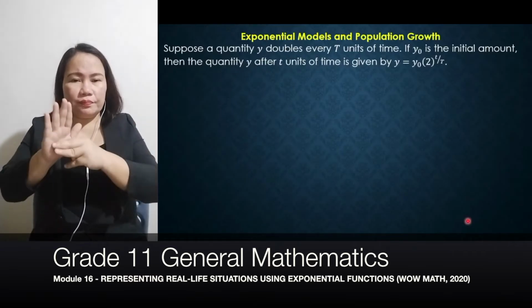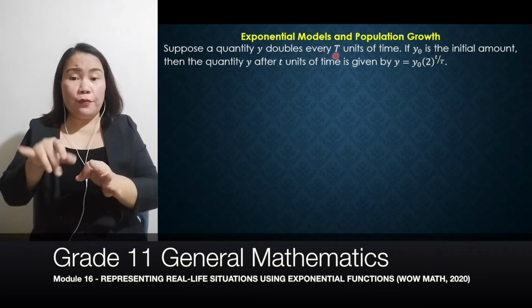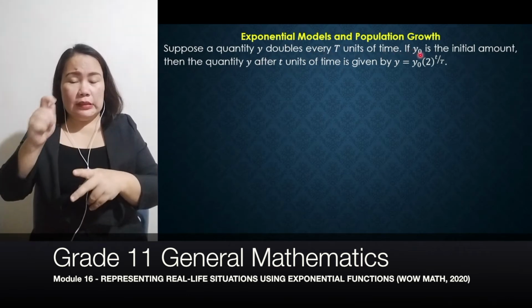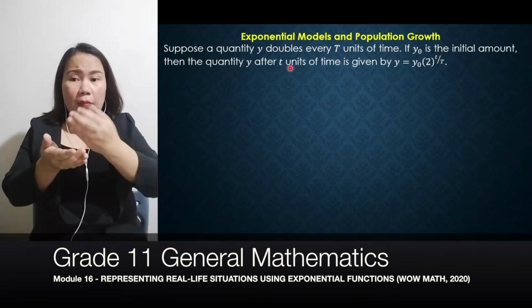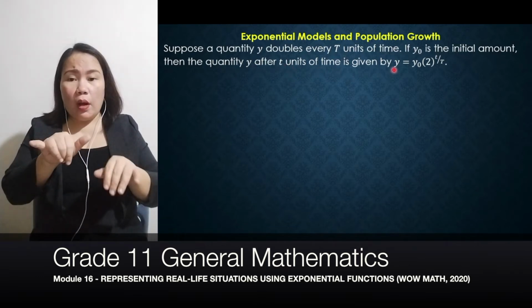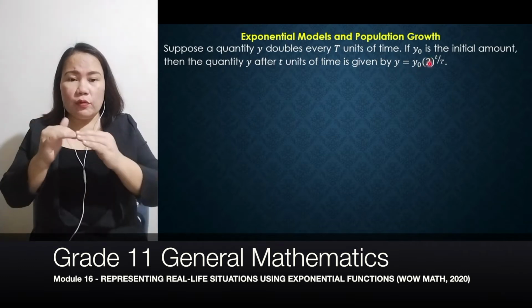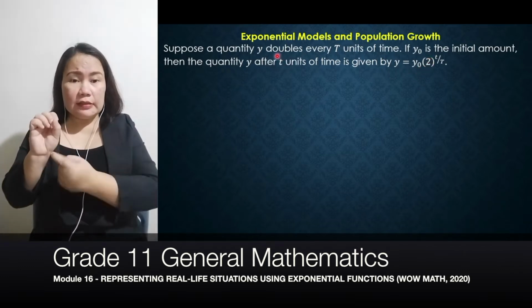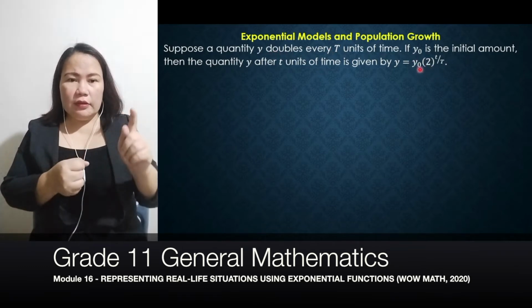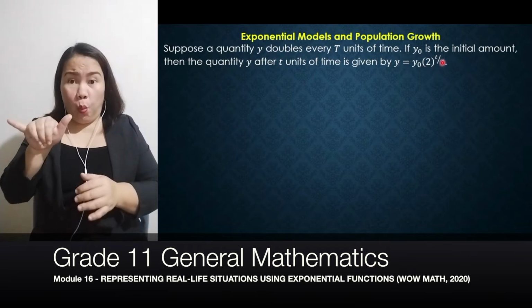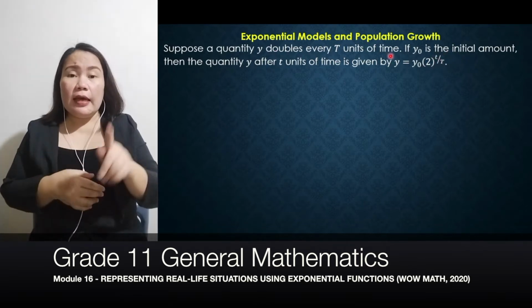Exponential models and population growth: suppose a quantity y doubles every t units of time. If y sub 0 is the initial amount, then the quantity y after t units of time is given by y is equal to y sub 0 times 2 raised to t over T. So, yung 2 dito is nakadepende dun sa given. Since doubles yan, so kaya 2 yan. Tatandaan natin yung y sub 0, that is the initial amount, raised to t over T. So, yung capital letter T, that is the units of time.